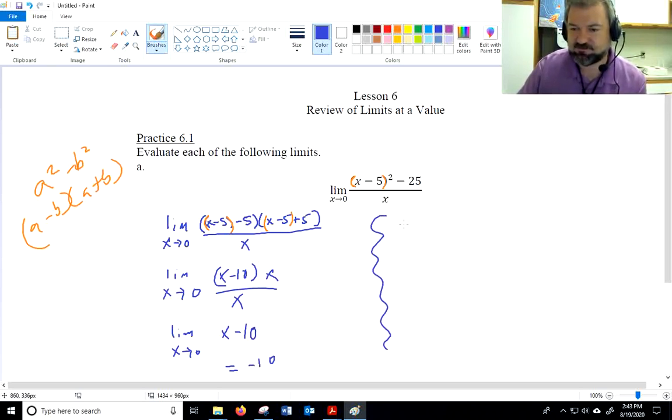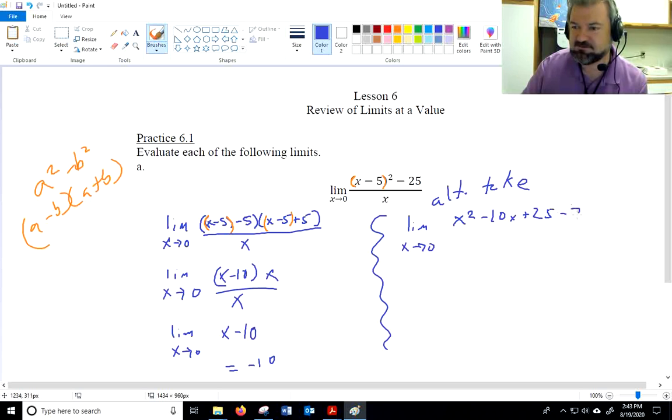Now, if you did it a different way, you could have expanded out. So this is the alternate take. Another way to do this, you could expand this out. You get x squared minus 10x plus 25. Please be careful about expanding binomials. You have to multiply these. It's this squared, then this times this doubled, and then the last thing squared, over x. That's going to give you x squared minus 10x plus 25 over x, and then I've got an x in each term.